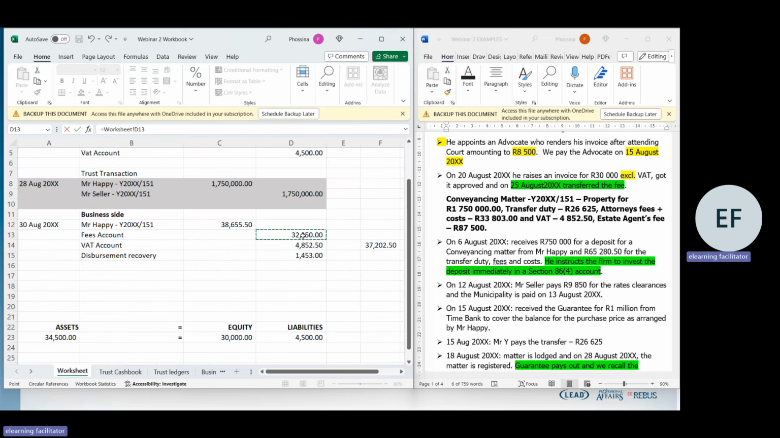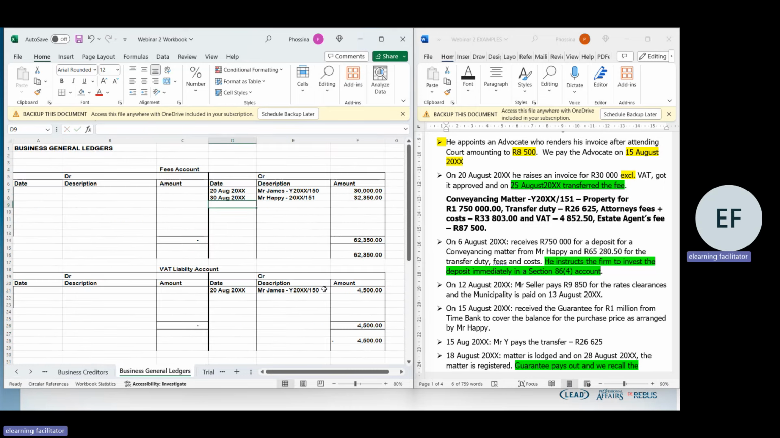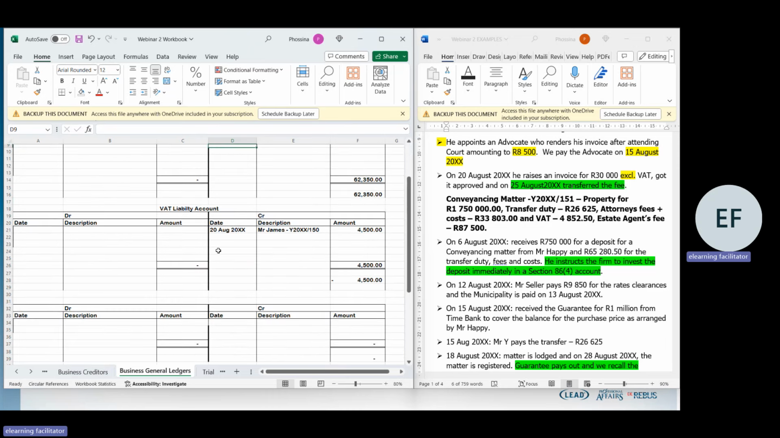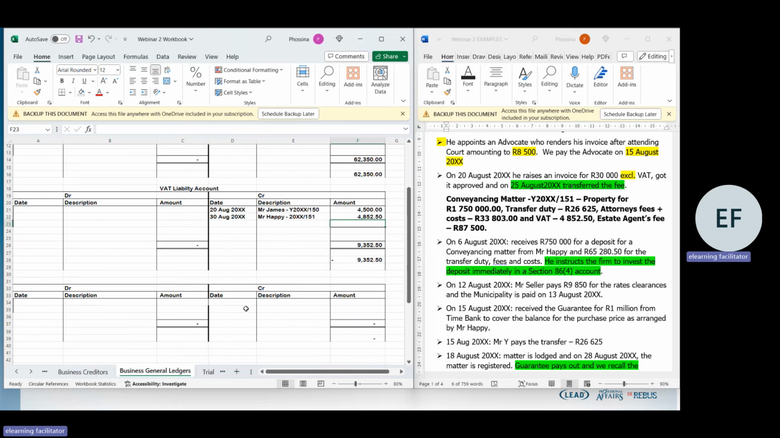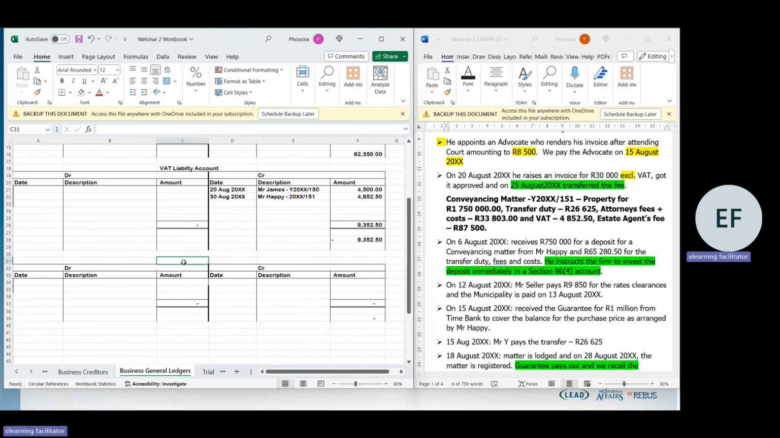This is our fee. And then we record the VAT. I'm just going to copy here. Where the VAT is coming from, so we are being specific. And how much is the VAT? We are given there 4852.50 from this meter. And from there, we record the disbursements recovery account.